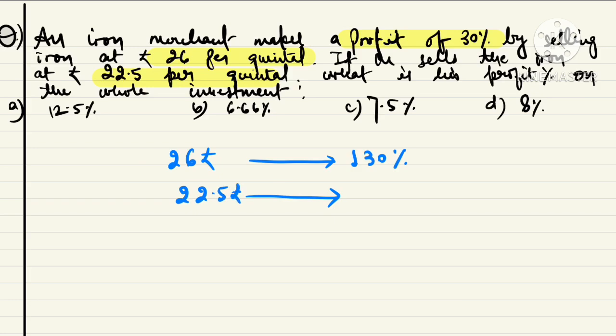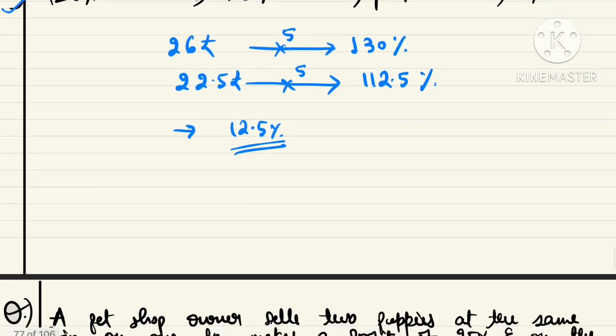As we can see directly here, if we multiply 26 by 5, it will give 130. So we multiply here by 5 also, we will get 112.5, right? So what will be the profit percent? 100 to 112.5. So profit percent will be 12.5%, right? So option number A will be your answer. Fine. Let's move to the next question.